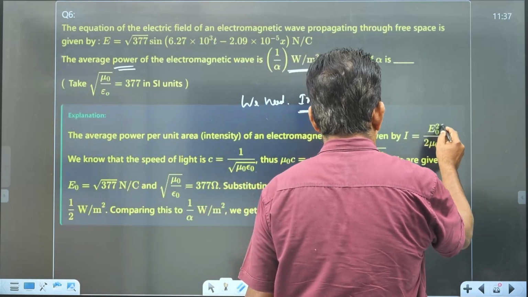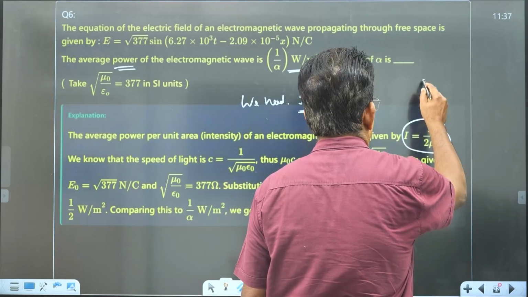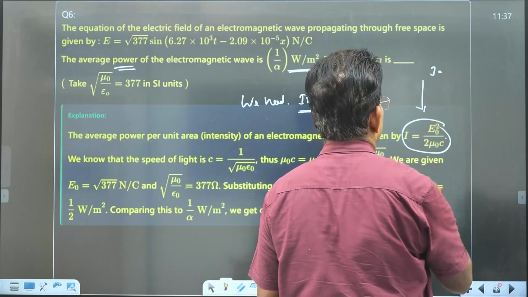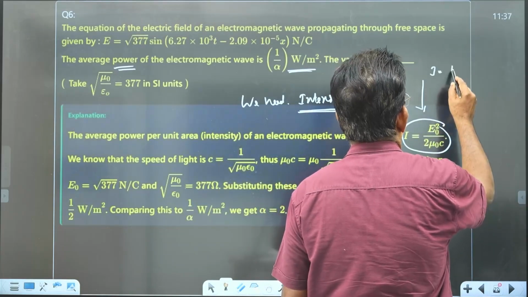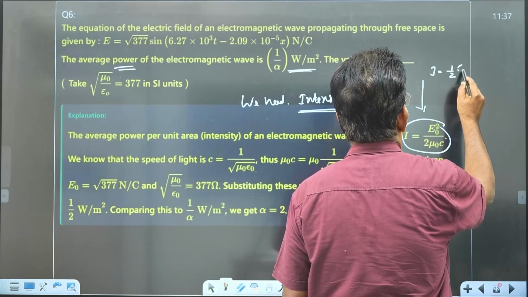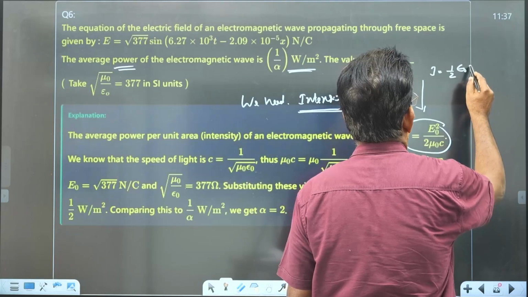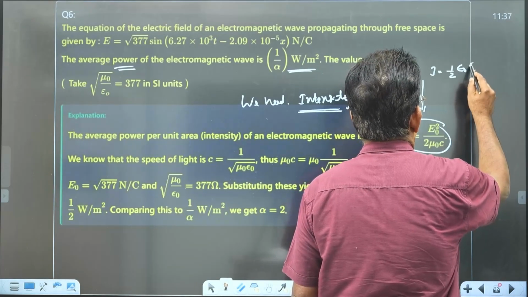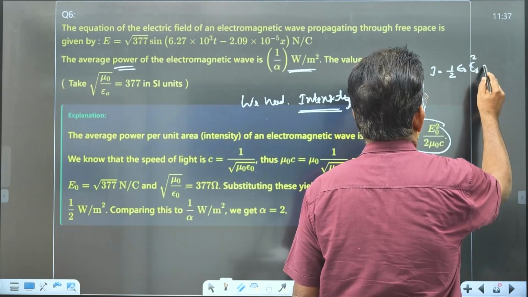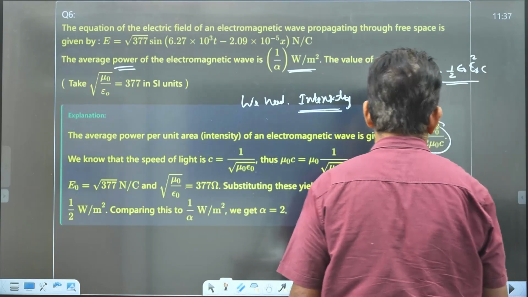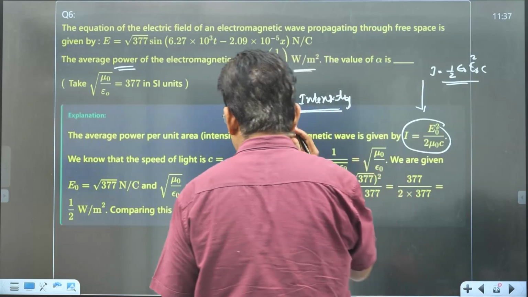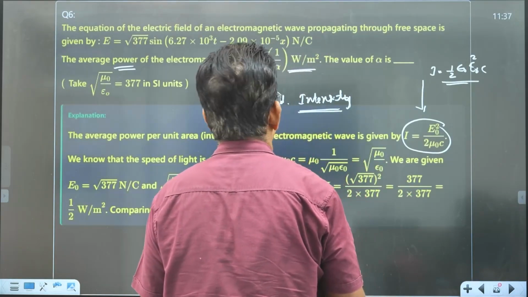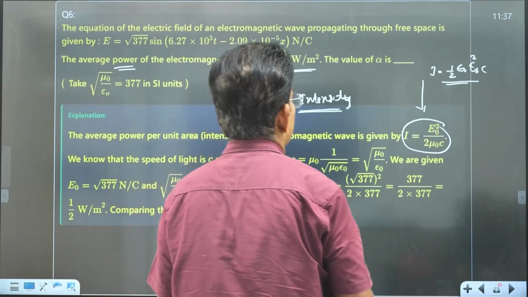Yes, we can come to this by this calculation. Intensity is half epsilon 0 times the electric field amplitude square into C. Then we have to calculate what? We have to calculate the intensity.